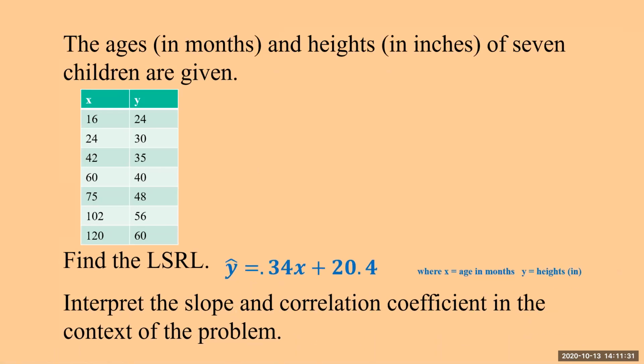But how do we write it out? Again, if it is a least squares regression line predicted, that is y hat equals my slope, 0.34x plus 20.4. And we always label what is x. X is age in months. What is y hat? Y hat is the predicted height in inches.